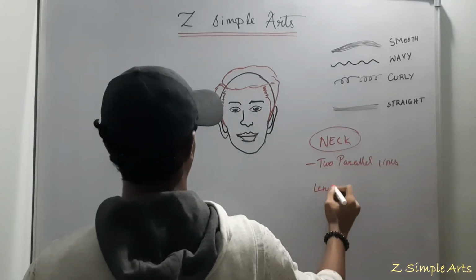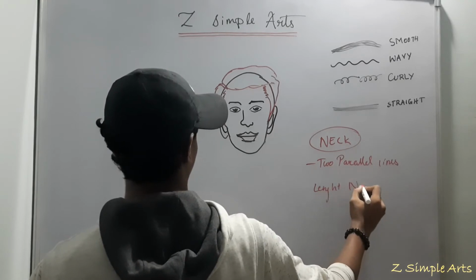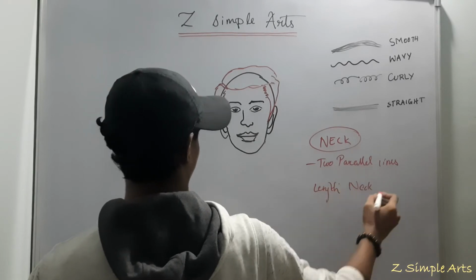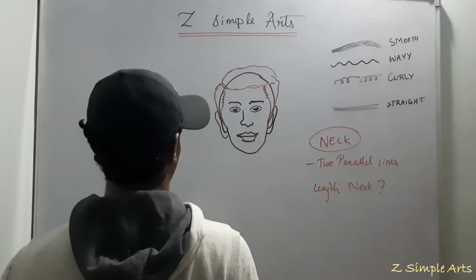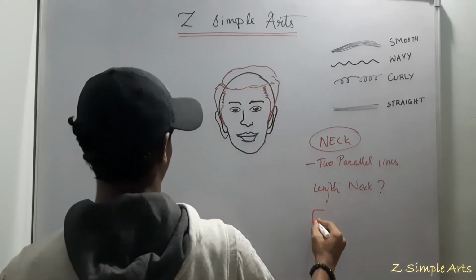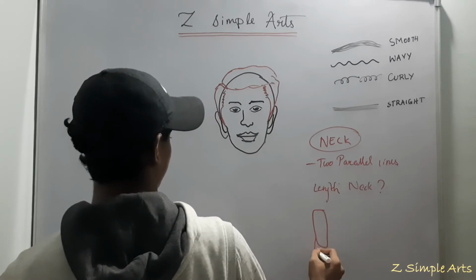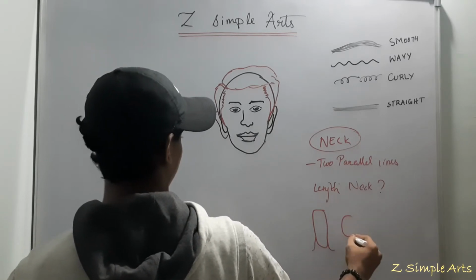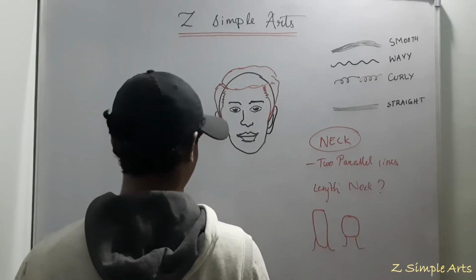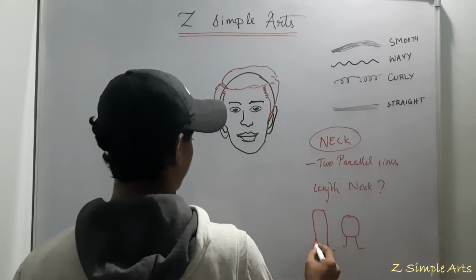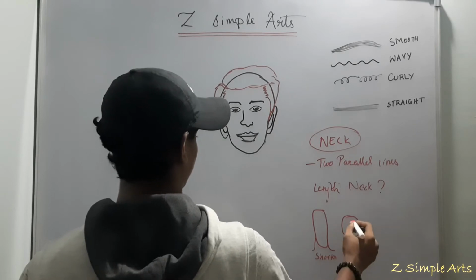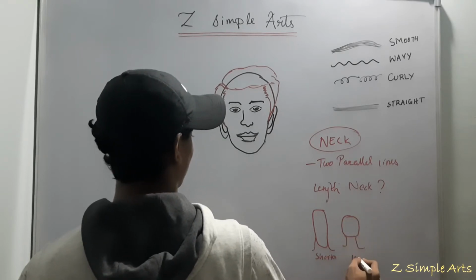Then what should be the length of neck? That's supposed to be length of neck. Question mark. What is the length of neck? It depends on the length of the face. If the person's face is a bit longer, it will be a bit longer. If the person's face is small, it will look longer. I just said it the other way. If the person's face is long, the neck will look shorter. So keep it short. And if the person's face is short, it will look longer.